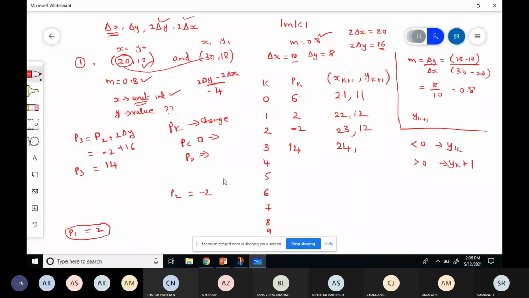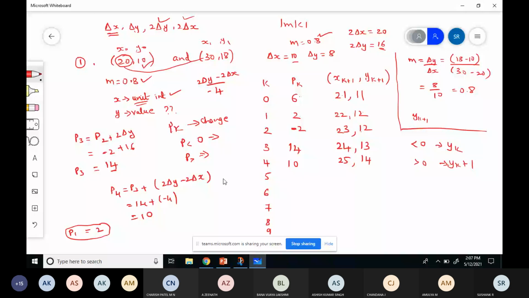Now again check the formula. pk is greater than 0. So greater than 0 means p4 is equal to p3 plus 2 times delta y minus 2 times delta x. So 14 plus minus 4. So it will be 10. So 10 plus 1 for the x coordinate. Greater than 0 means add 1 to the y coordinate, means previous value 14.